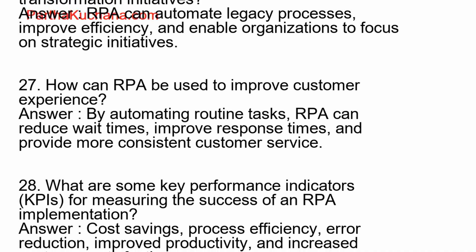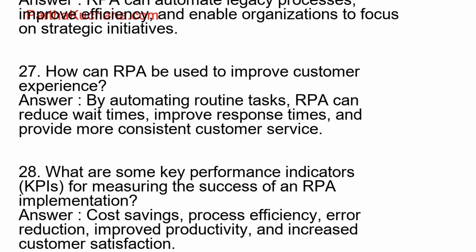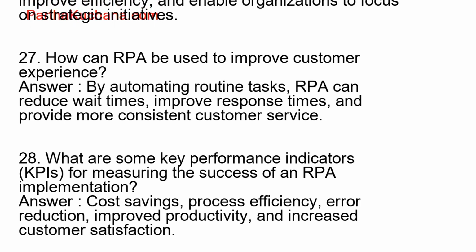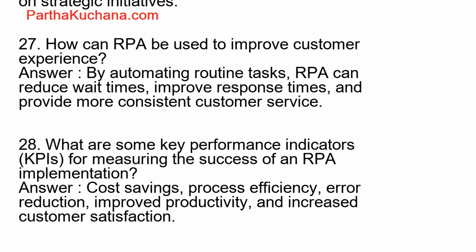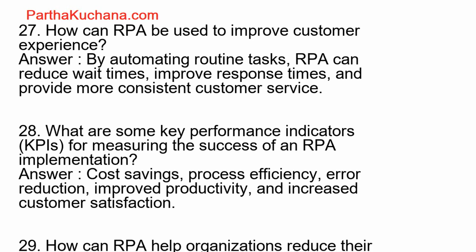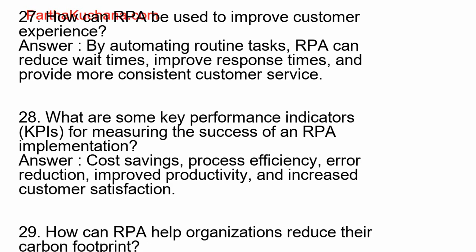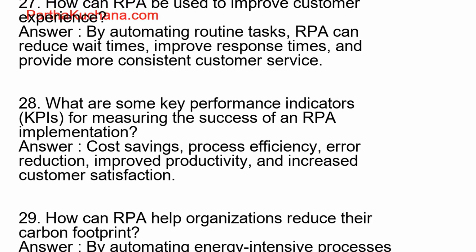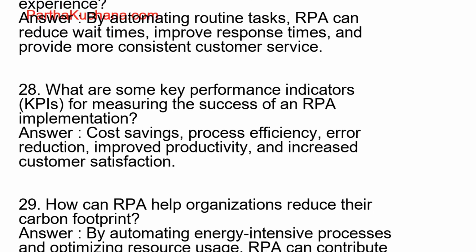32. What is the difference between a workflow and a process? Answer: A process is a series of activities that transform inputs into outputs. A workflow is a structured representation of a process, often visualized as a flowchart or diagram.